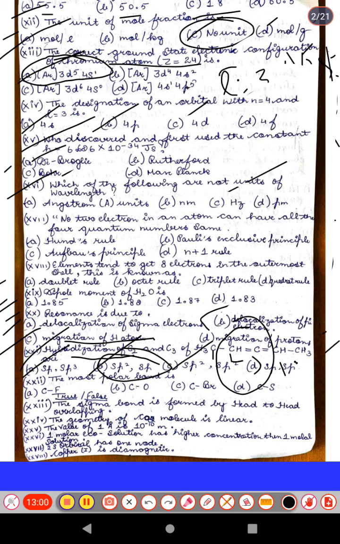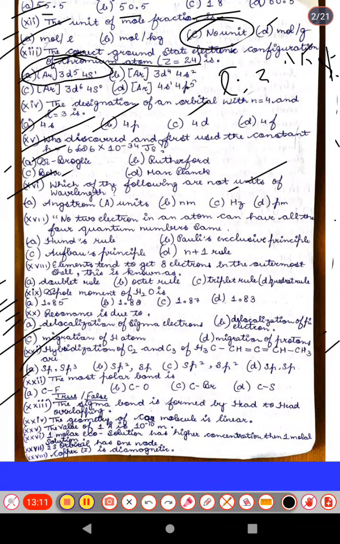Now next question: the most polar bond depends upon the electronegativity difference. The more the electronegativity difference, the more the polarity. Options: C-F, second C-O, third C-Br, and C-S. The correct answer is A option, because F is the most electronegative element in the periodic table, more than oxygen, bromine, and sulfur. So this is the most polar one.